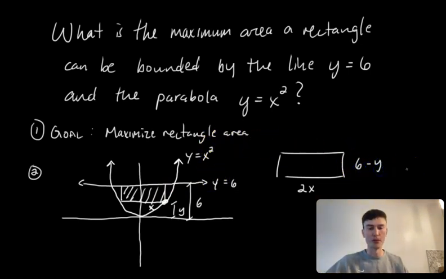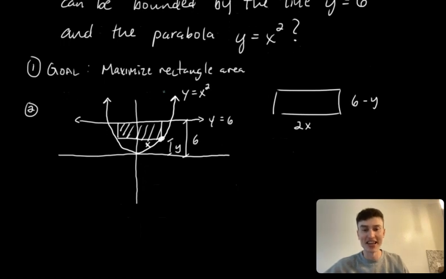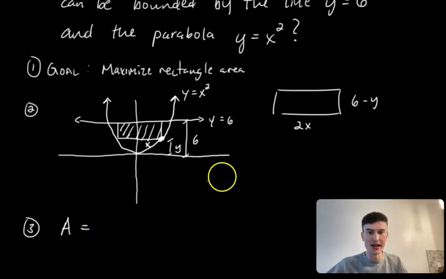This is why a picture is so important, because you can draw those geometrical connections, and you can set up your equation. So let's do that. So let's set up our equation. So that's step 3. Step 3 is write a function for the variable you're trying to optimize, which in this case is area. So we'll say area of the rectangle is what? 2x times 6 minus y.